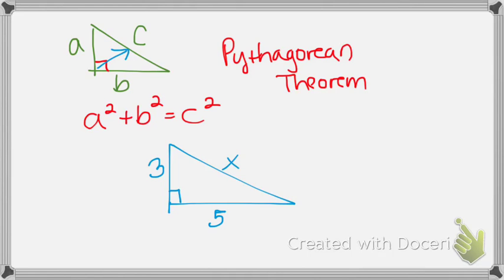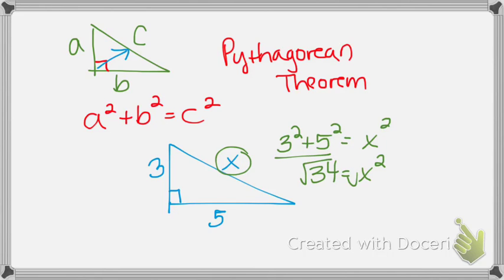And we're trying to find this side. I know that this side is the C, so if I set it up, 3 and 5 are A and B, so 3 squared plus 5 squared equals x squared. You can work that out on the calculator. Just put in 3 squared plus 5 squared, you get 34.